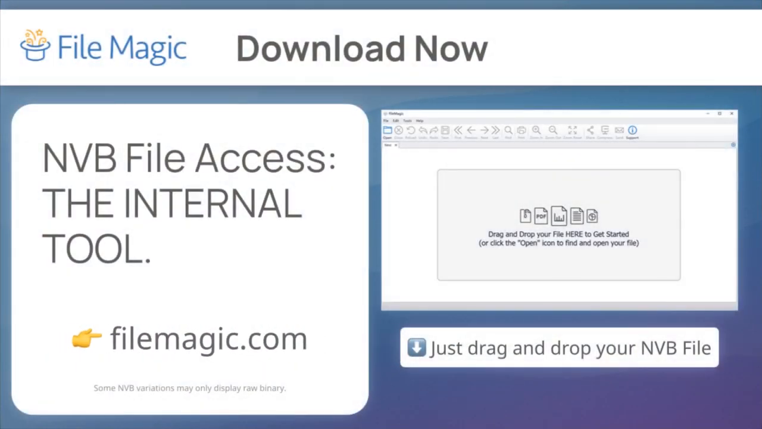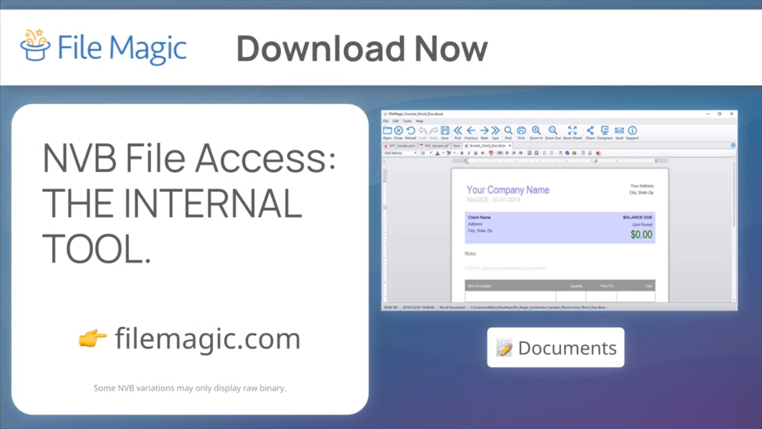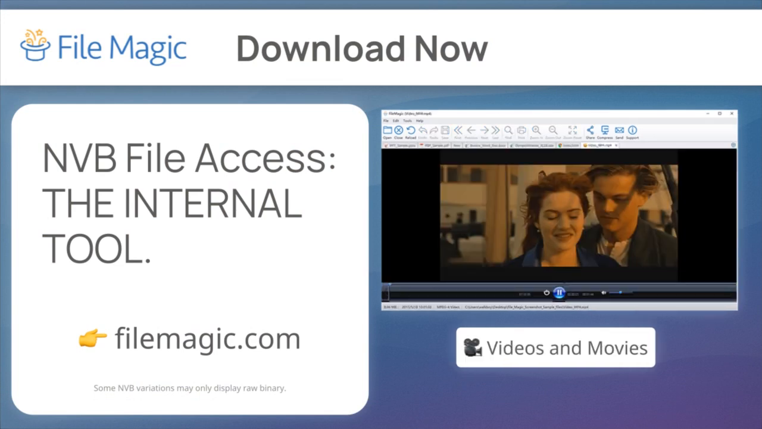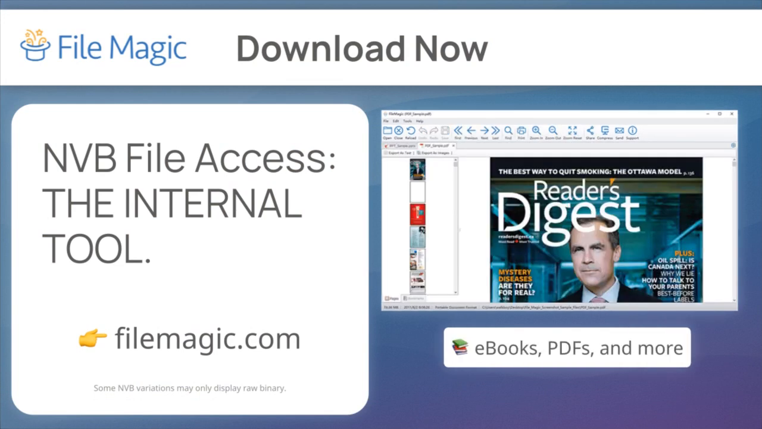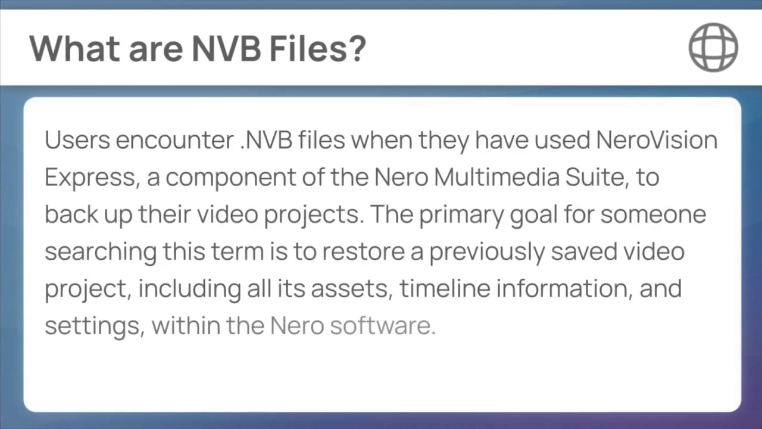Preventative action. I strongly suggest keeping a universal file reader on standby. It often gives you access to the contents even when the NVB format fails. More on this later. Users encounter NVB files when they have used NeroVision Express, a component of the Nero Multimedia Suite, to back up their video projects.